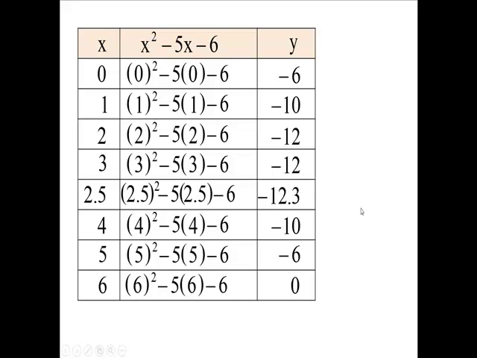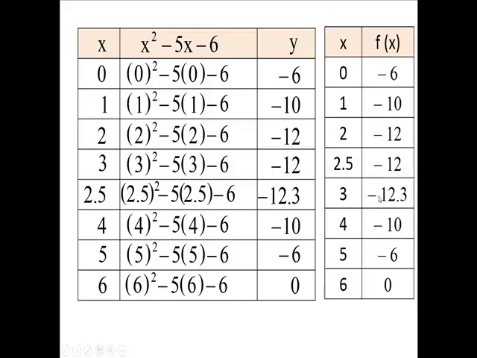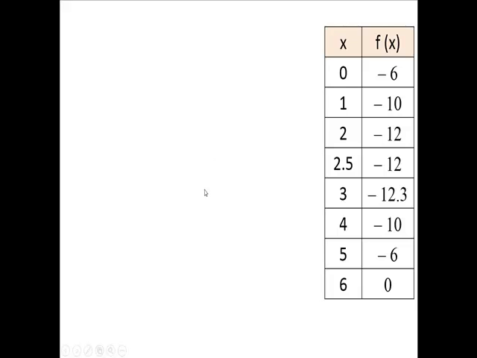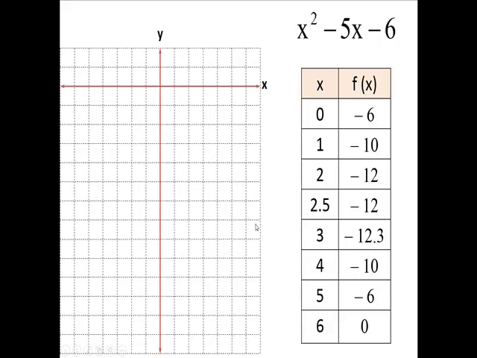So here we go, we're going to graph this now. I quickly copy down my x's and my f of x's, or my y's. Copy this column down over here. I don't have to have all this anymore. Let me write my function up here, then we'll start graphing these points. 0, negative 6, down here at negative 6. 1 to the right and down 10. 2 to the right, negative 12. Here's your other negative 12 over here.